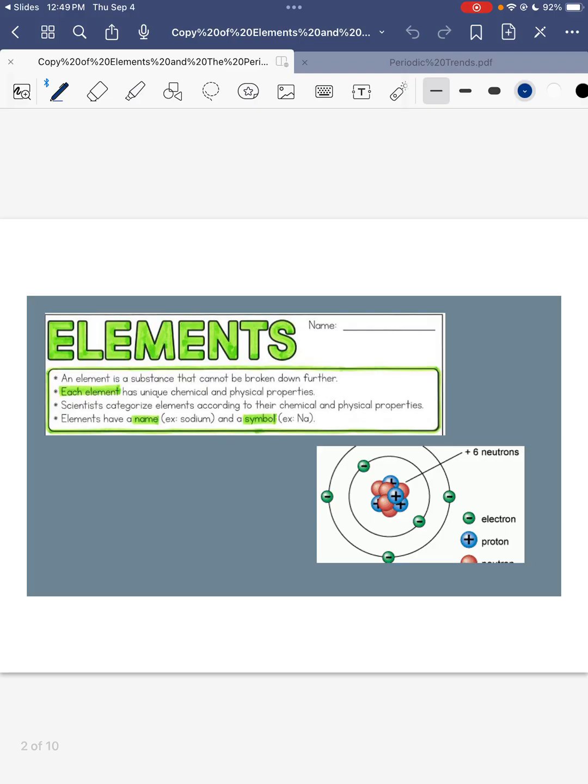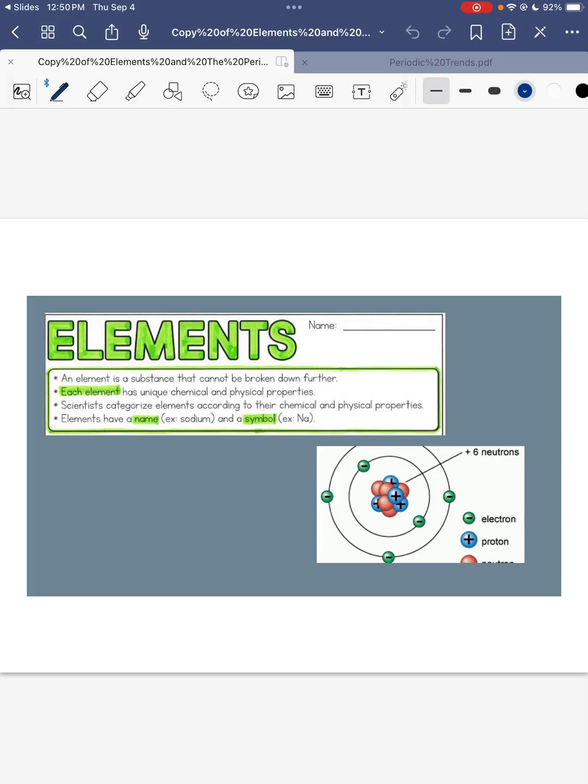So it's first important to know that everything on the periodic table is an element, which is a substance that can't be broken down further. It has its own unique chemical and physical properties, and they're categorized by those properties. All elements have a name and a symbol associated with them.